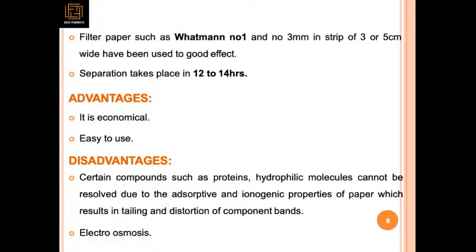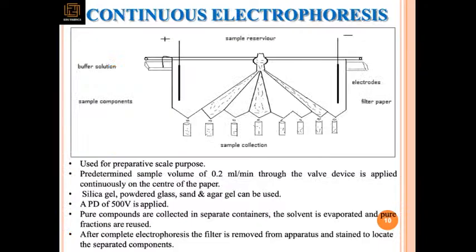Filter papers such as Whatman number 1 or number 3 of around 3 to 5 centimeters wide are used, which gives a good effect, and separation takes place in 12 to 14 hours. The advantages are that it's quite economical and easy to use. One of the disadvantages is that only certain compounds, such as proteins and hydrophilic molecules, can be resolved using this method, and electroosmosis is another disadvantage.